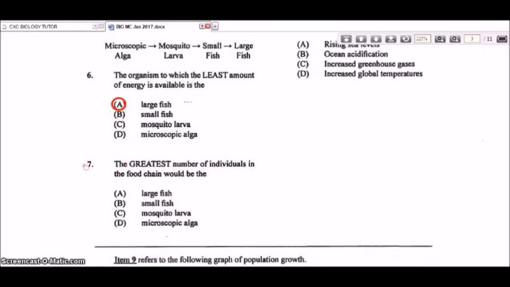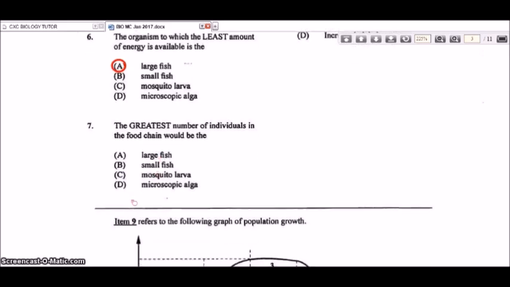Question 7. The greatest number of individuals in the food chain would be the, so now the opposite now, usually the first trophic level, which would consist of the producers, would tend to have the greatest number of individuals, so that would be the microscopic algae.